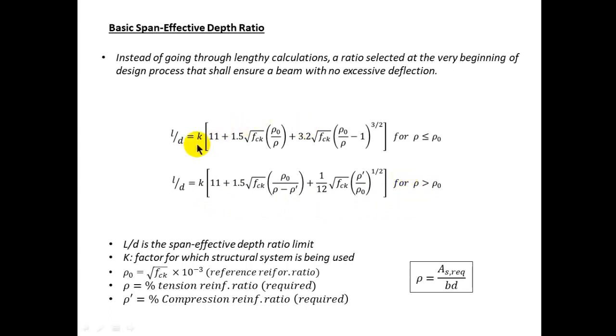The K, we talked about the K. It is given by that table I showed you very early. I've got everything that I need here. The rho prime is the percentage of compression reinforcement required. So I probably have everything that I need to check my span to effective depth ratio.